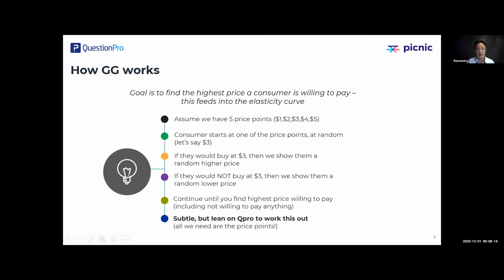So that's how we work out the highest price point someone's willing to pay, and that feeds into our elasticity curve. It's quite subtle. There's a bit of coding in the back end, but obviously we lean on QuestionPro to work this out. And all we need to give for the software is the 5 or 6 price points. And that's the beauty of Gabor Granger.